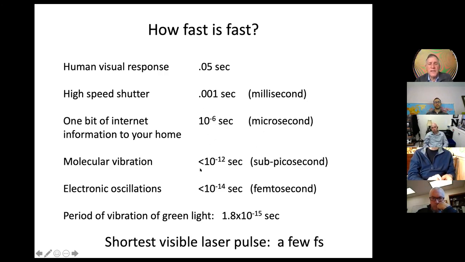How fast is a molecular vibration? That's around 10 to the minus 12 seconds, so 1/1,000,000th of 1/1,000,000th of a second. How long does it take an electron to oscillate when it's trapped on an atom? So that's 10 to the minus 14 seconds. That would be about 10 femtoseconds, or less. How fast does a wavelength, a period of vibration of green light take? Well, that takes about 1.8 times 10 to the minus 15 seconds. And people have made visible laser pulses down to a few femtoseconds, and they've made ultraviolet laser pulses even less than a femtosecond.